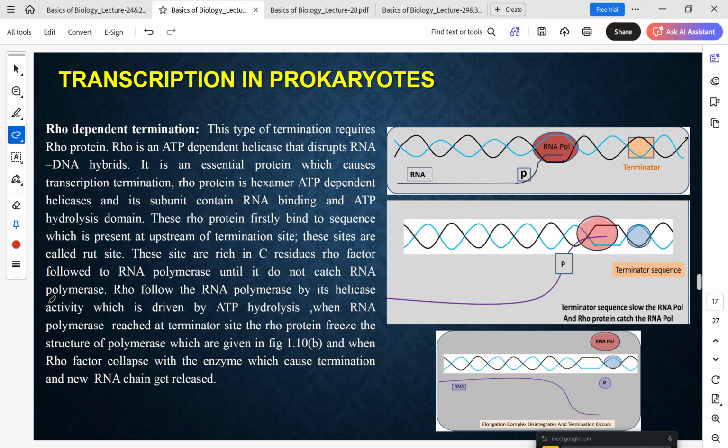Rho dependent termination requires a Rho protein. It's an ATP dependent helicase that disrupts RNA DNA hybrids. It's an essential protein which causes transcription termination in cases where the sequences do not match the intrinsic termination characters. Rho protein is a hexamer ATP dependent helicase. It contains an RNA binding and an ATP hydrolysis domain. It will first bind to a site upstream of the termination site, and this particular site is known as a RUT site.